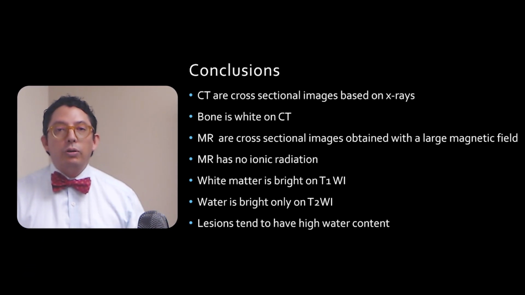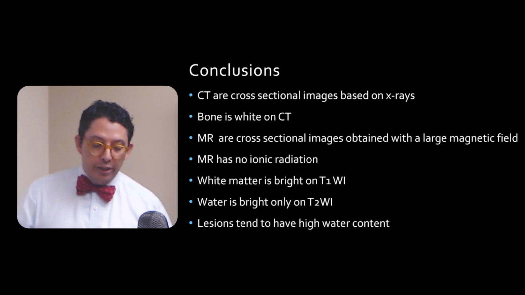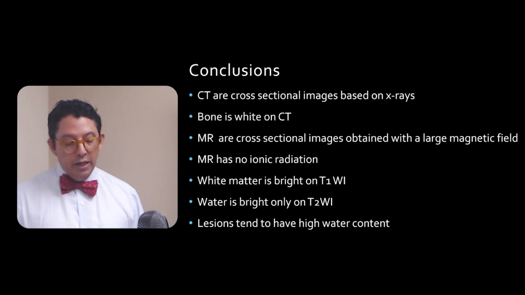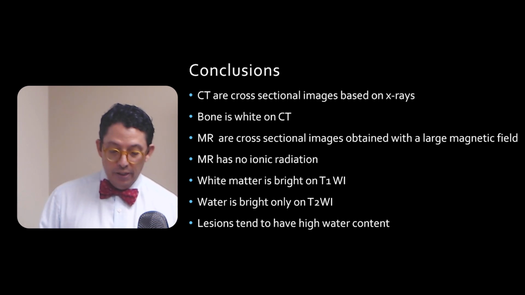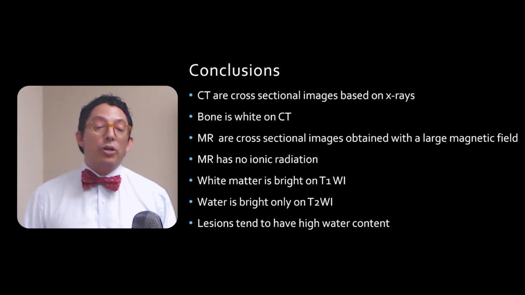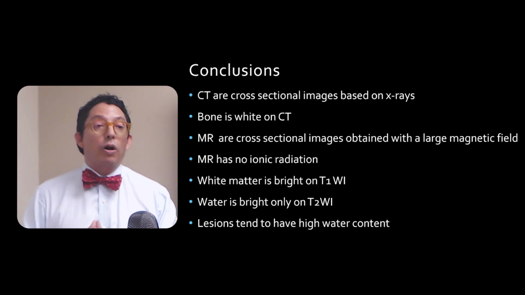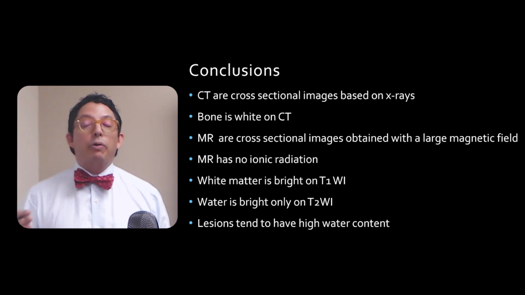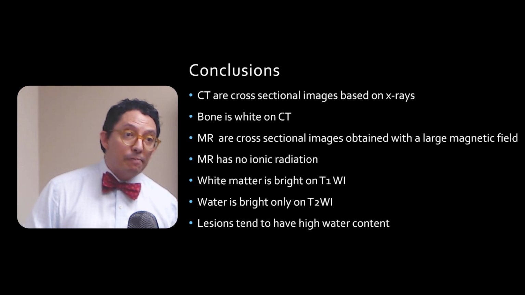So let's conclude this first part of the course. Today, we were able to look at CTs and MRIs. We said that CTs are cross-sectional images that are based on X-rays. We also said that CTs, since they use X-rays, use ionizing radiation. That ionizing radiation is very important to us, and we're going to have some questions on that and explain why. Because the high frequency of these photons can affect even the DNA.